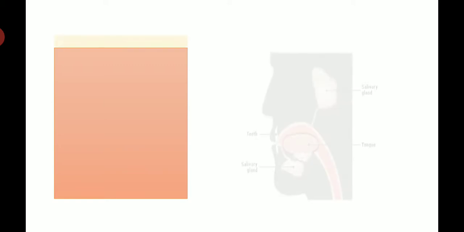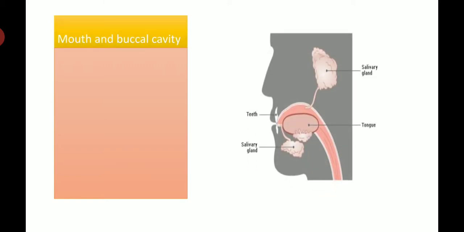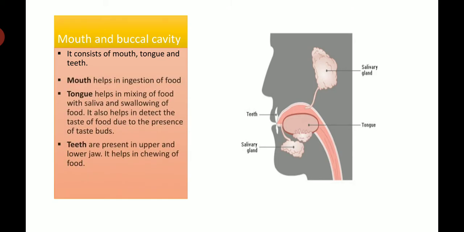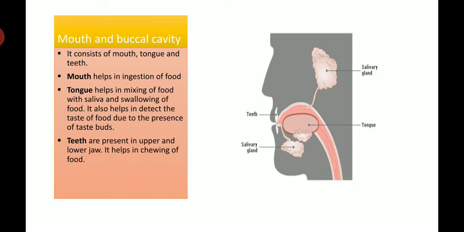Now children, starting with the first part, that is the mouth and the buccal cavity. It consists of the mouth, tongue and teeth. The mouth helps in the ingestion of the food. The tongue helps in mixing of the food with the saliva and swallowing of the food. It also helps in detection of the taste of the food due to the presence of the taste buds. The teeth are present in the upper and lower jaw. In the last class, children, we already studied that a human being has a pair of 32 teeth in all, 16 in the upper jaw and 16 in the lower jaw.